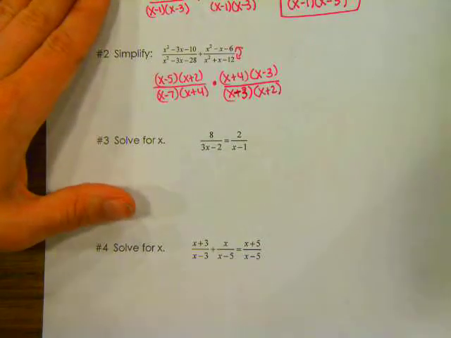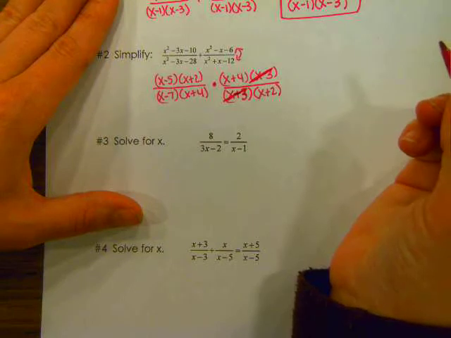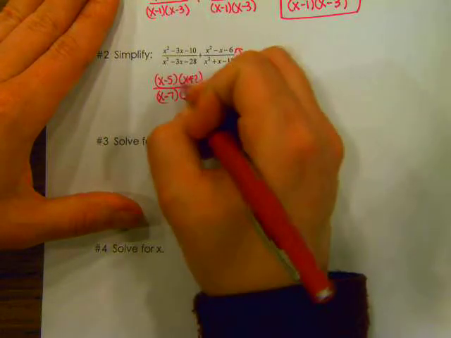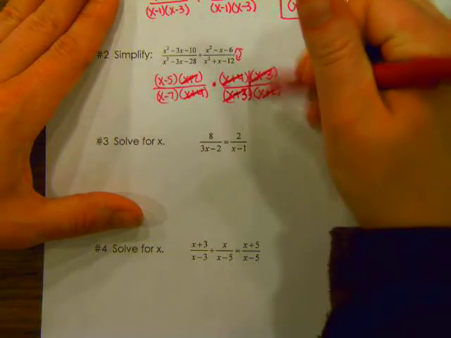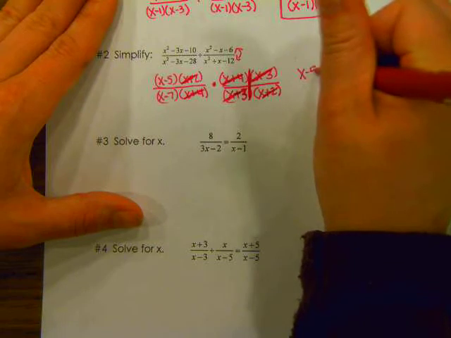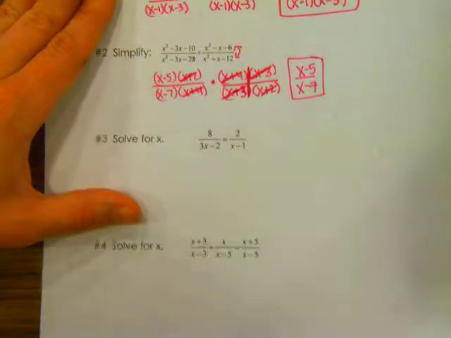So now let's take a look. What can we cross off? The x minus 3, x plus 4, x plus 2. And remember, it's not 0 left over here, it's a 1. So 1 times this fraction makes itself. And there's your answer.